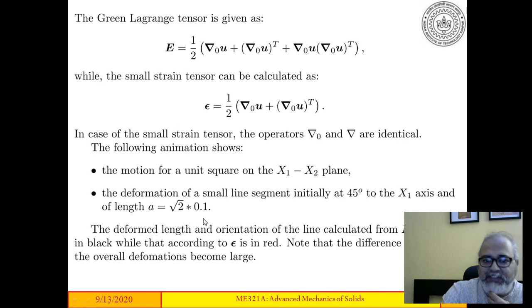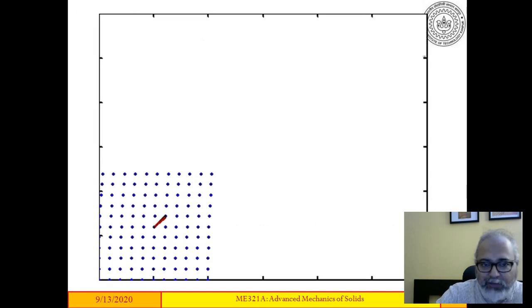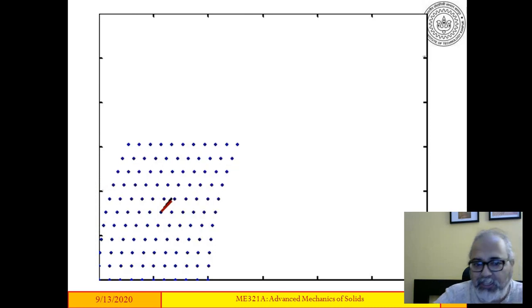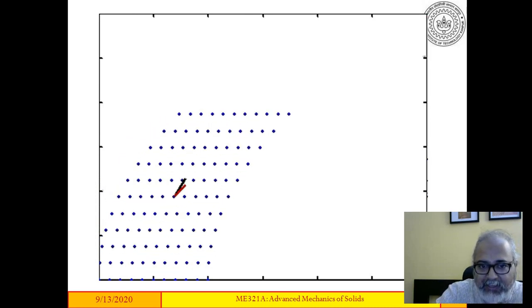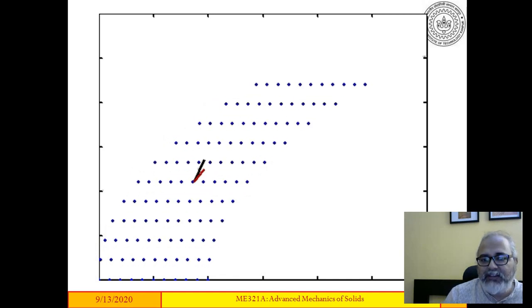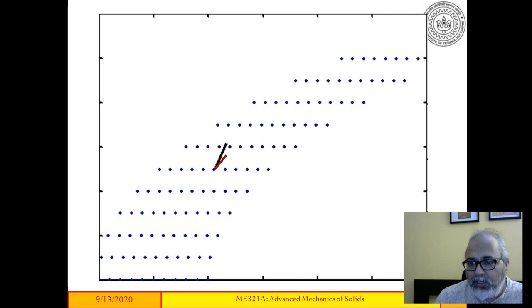In red, you will see the deformed length of the line according to this tensor, and in black, you will see the deformed length in this tensor. So what we expect is that as time goes on and as the deformations become large, the effect of this square term will come into the picture, and then the lengths predicted using this and the lengths predicted using this would start to differ. That's what you will see. So here is the square which is deforming according to the motion that is given, and these are the two lines. The red is the change in length due to the small strain tensor, and the black is the change in length due to the Green-Lagrange strain tensor.